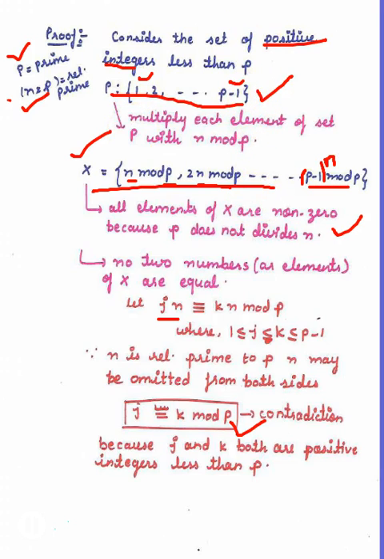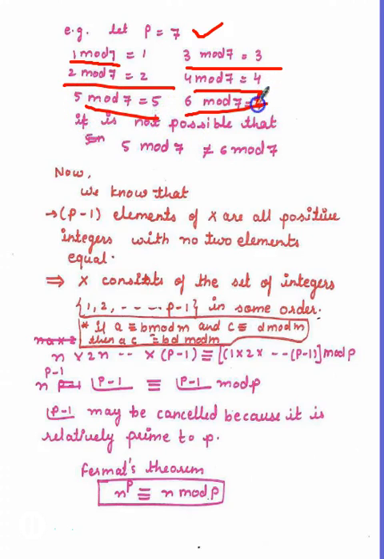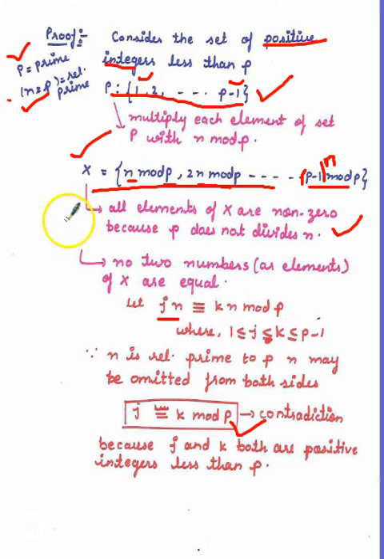We can understand this with an example. Let's say we have a prime p, and if we take all positive integers less than p, then they will be 1, 2, 3, 4, 5, 6. And when we take the mod of p with these elements, 1 mod p will be 1, 2 mod p will be 2, 3 mod p will be 3, 4 mod p will be 4, 5 mod 7 will be 5, 6 mod 7 will be 6. So it is not possible that 5 mod 7 is equal to 6 mod 7. Hence we can say that all elements of this set X are distinct elements.